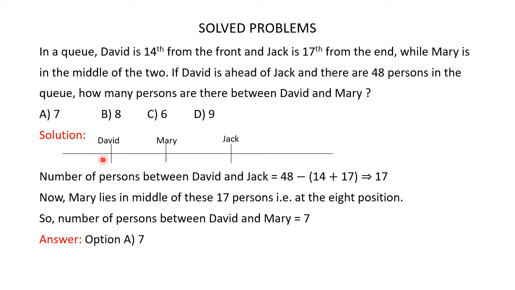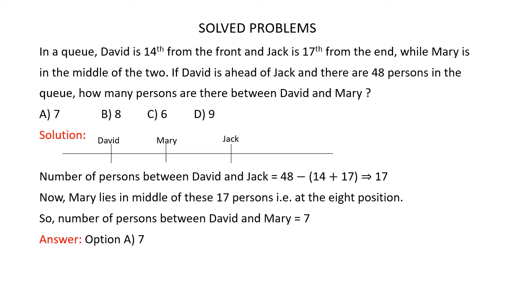So since David is 14th from the front, we know that there are 14 persons in the front, and since Jack is 17th from the end, we know that there are 17 persons from the end in the queue. So 14 plus 17 is 31. Now we know that the total number of persons in the queue is 48. So the number of persons between David and Jack is 48 minus 31, which is 17. So there are 17 persons between David and Jack.